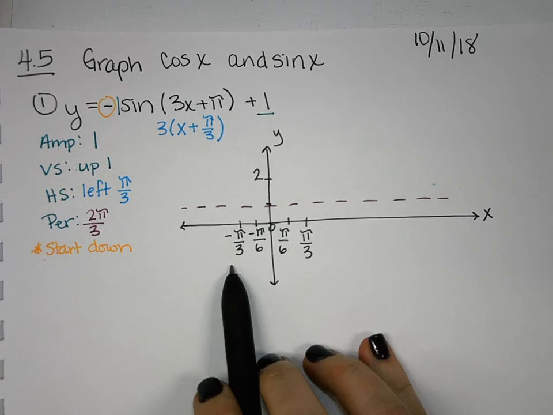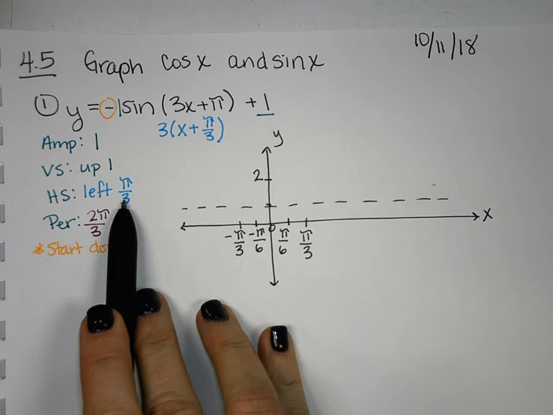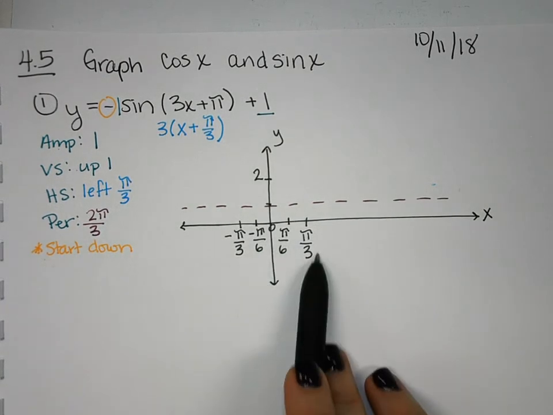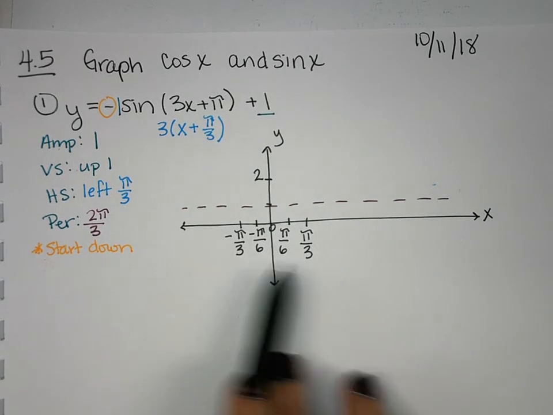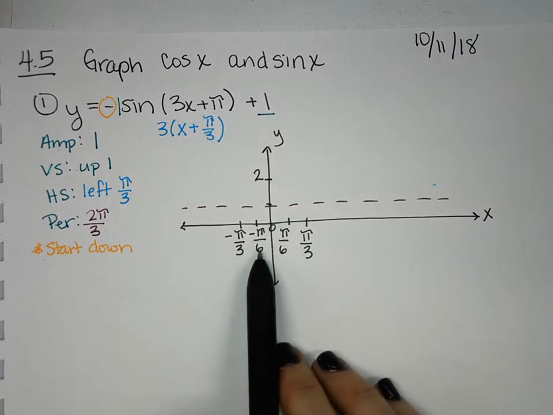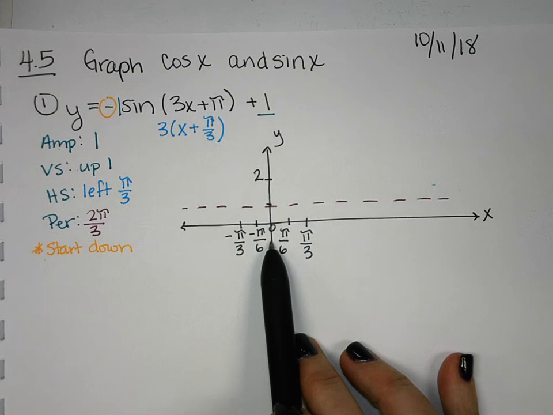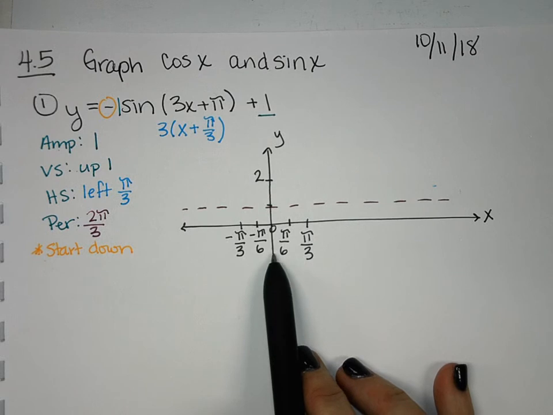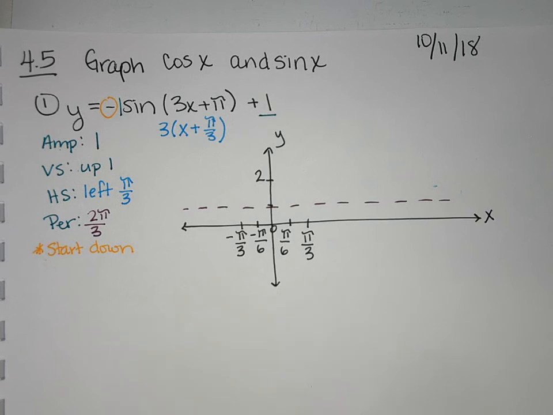So again, how we got these: our start was where our horizontal shift took us. Our end, we count from this start point what our period is. So we go from our horizontal shift, add 2 pi. And then we find our key points by finding the halfway between start and finish. And then we find the halfway between the start and the middle, and halfway between the middle and the end. So now what it comes down to is following the pattern and plotting the points.